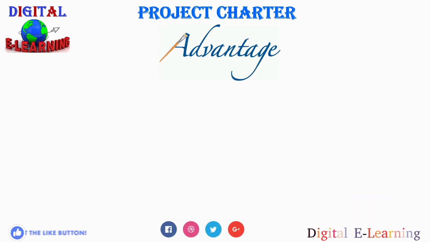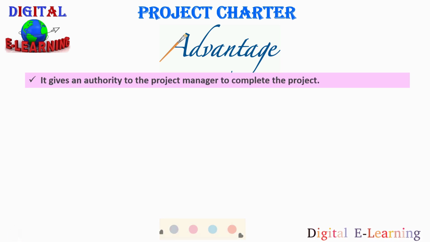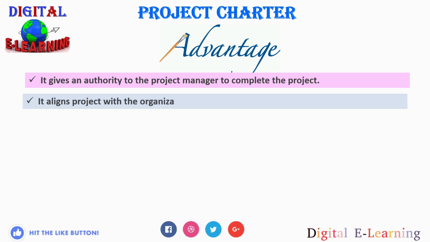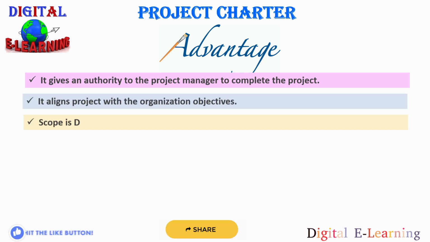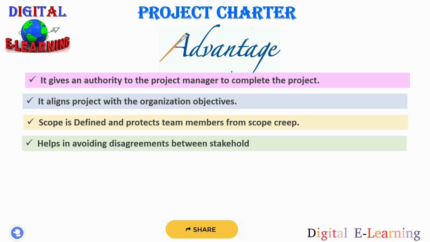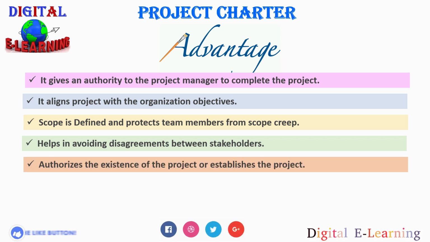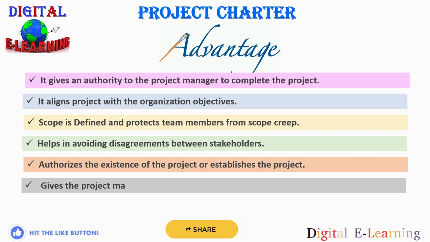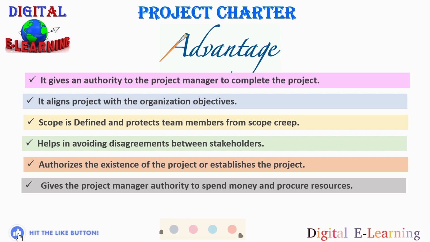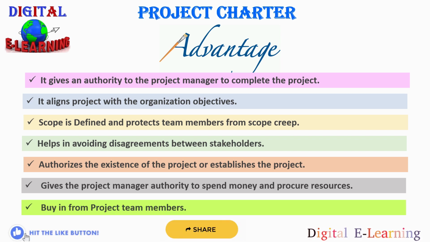Let us look at what are the advantages of using this project charter. First, it gives authority to the project manager to complete the project. It aligns the project with the organization objectives. Scope is defined and protects team members from any scope creep in future. It helps in avoiding disagreement between the stakeholders. It authorizes the existence of the project or establishes the project. It gives the project manager authority to spend money and procure resources. Last but not least, buy-in from project team members.